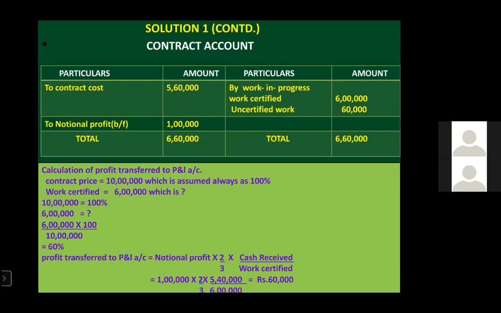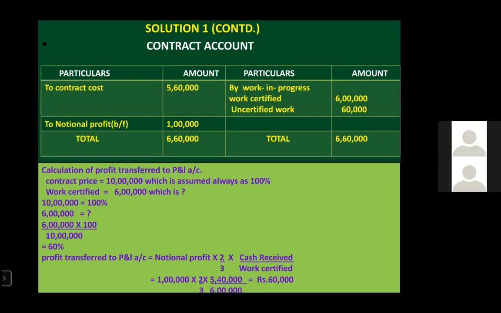The first rule is, if your percentage of work certified is below 25%, it means no profit is transferred to P&L account. The entire notional profit will be kept as reserve. In case your percentage is from 25 but below 50, it means the 1 by 3 rule. That is notional profit into 1 by 3 into cash received divided by work certified. In case the percentage of work certified on contract price is 50 and above, then you have to apply the third rule. The third rule formula is notional profit into 2 by 3 into cash received divided by work certified.